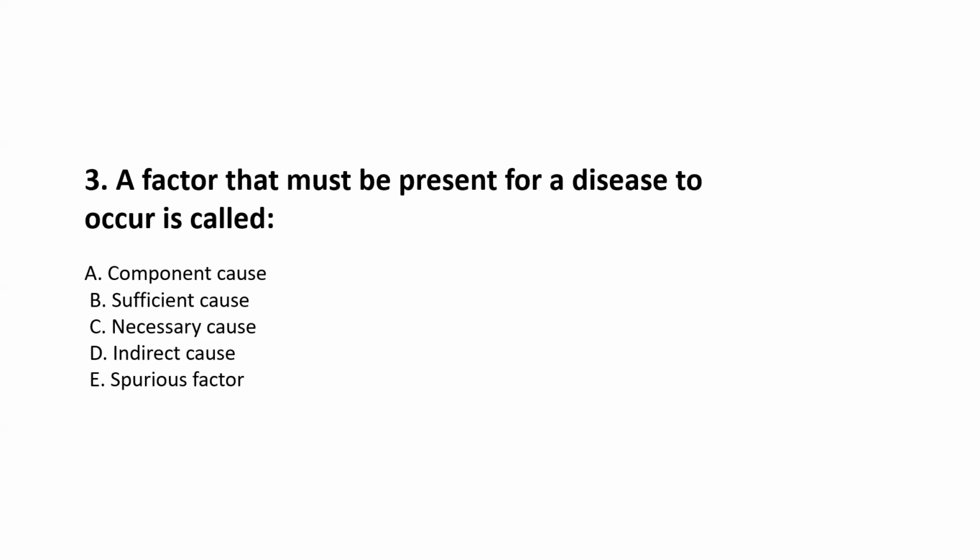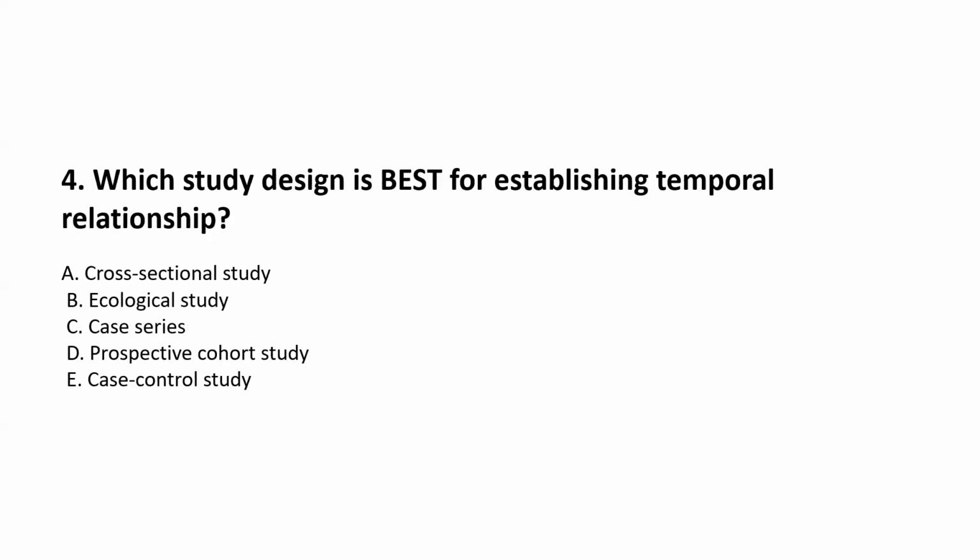MCQ number 3: a factor that must be present for a disease to occur is called A, component cause, B, sufficient cause, C, necessary cause, D, indirect cause, E, spurious factor. So C is the right option.